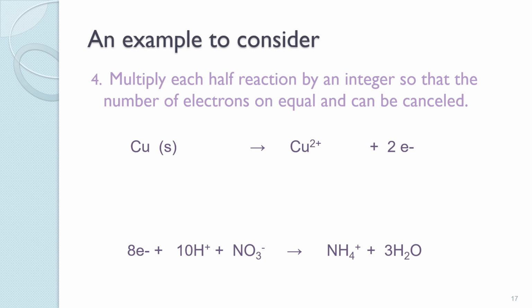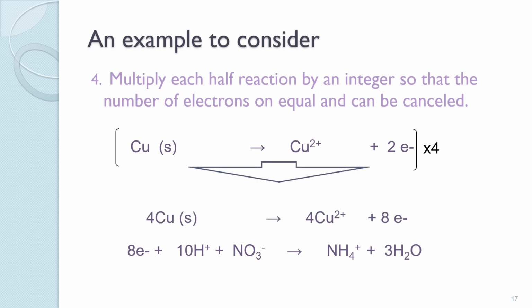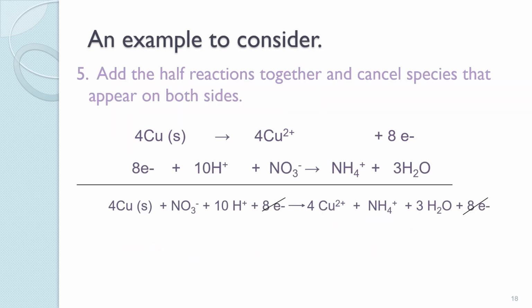All right, so again, we have to multiply that equation by 4, because if we do that, then we have 4 coppers gives us 4 copper ions plus 8 electrons. And now there's 8 electrons on the right-hand side of the equation, 8 on the left, so they will cancel out. And I can add everything else together. And again, keep your arrow in mind. Everything on the left stays on the left, everything on the right stays on the right. So we can add them back together.